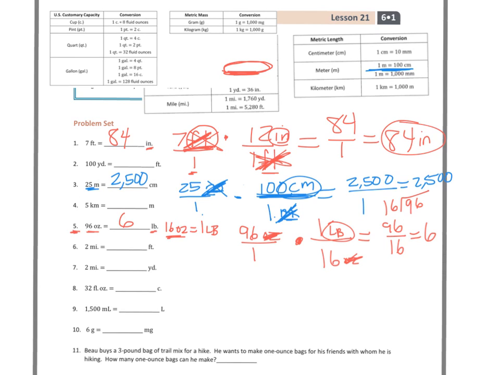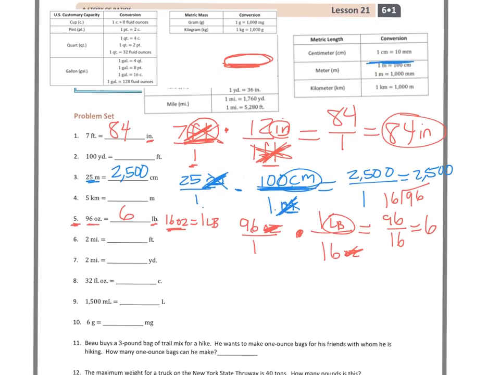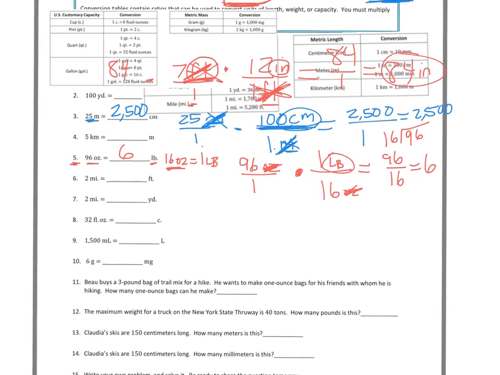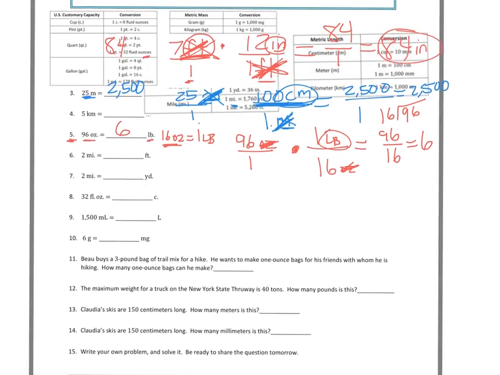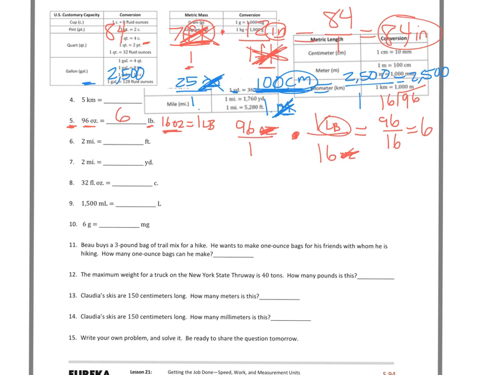Let's slide down to 7 now. And I'm going to take my charts with me in case I need them. 7 says 2 miles equals how many yards. And again, I'm going to put this conversion down. It's on my conversion chart. But 1 mile equals 1,760 yards.